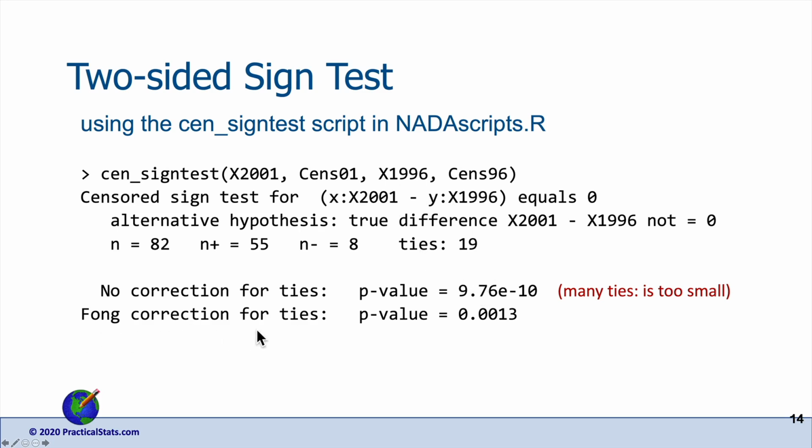So there is a correction for ties done back in the 1980s, I believe. The Fong correction, and it would give you a corrected p-value of 0.0013. So you see it's readjusted that very low value for the fact that we have evidence for the similarity of the two columns. So this is not quite as low. So this would be the appropriate p-value always to use with censored data.